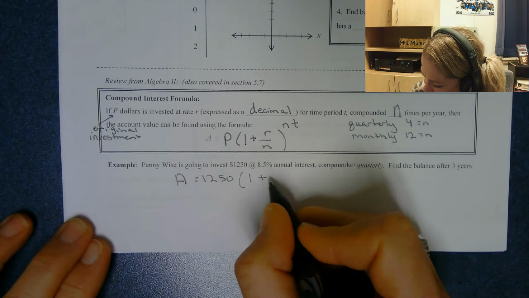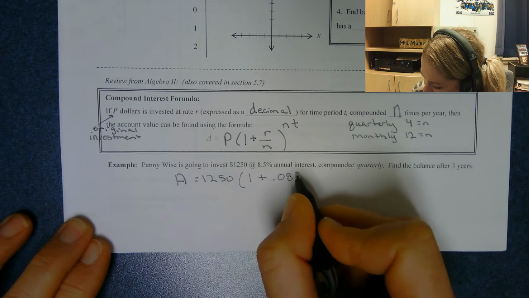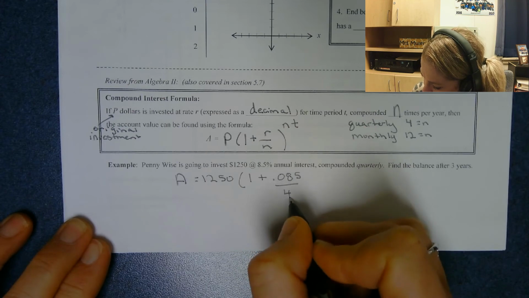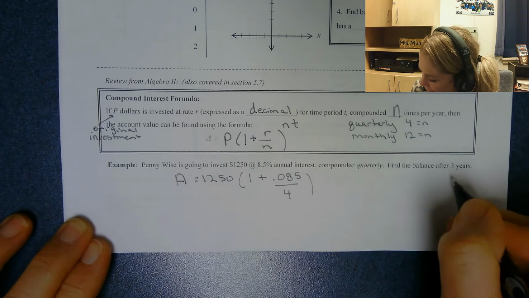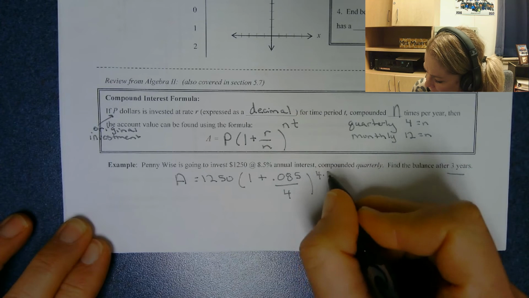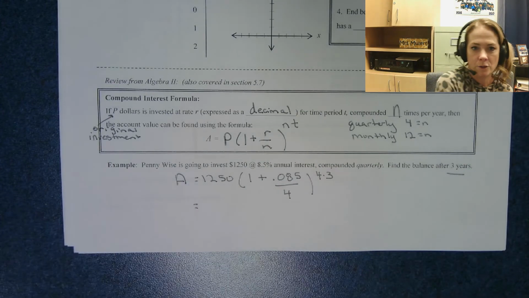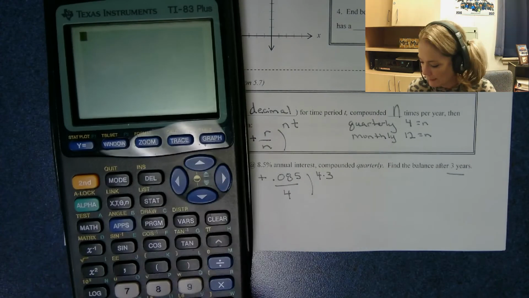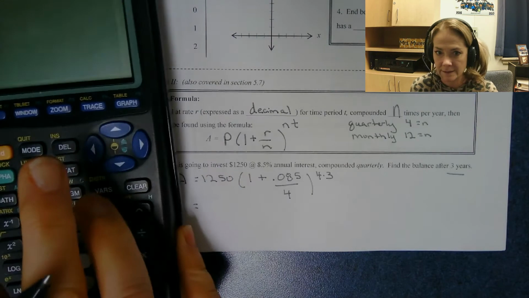So you want to make sure you put 0.085, compounding quarterly, that's a 4. Find the balance after 3 years, so 4 times 3. That's it, folks. Super easy. Memorize the formula, and you'll be good to go with this little topic.